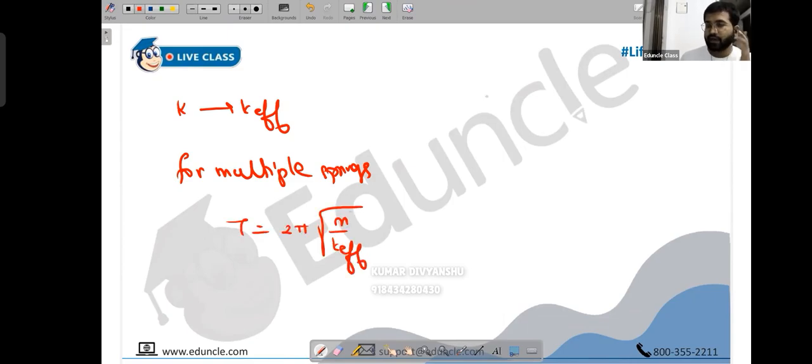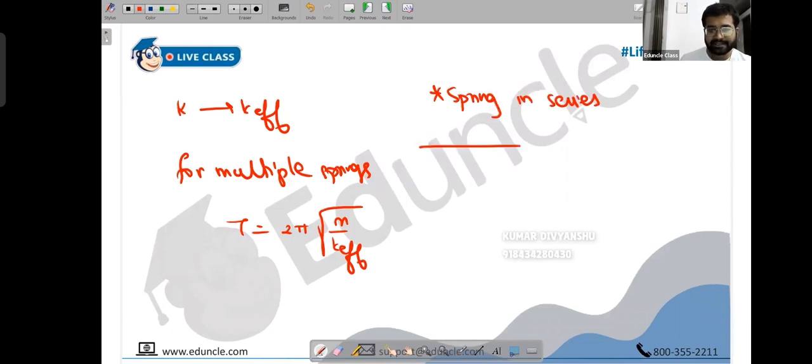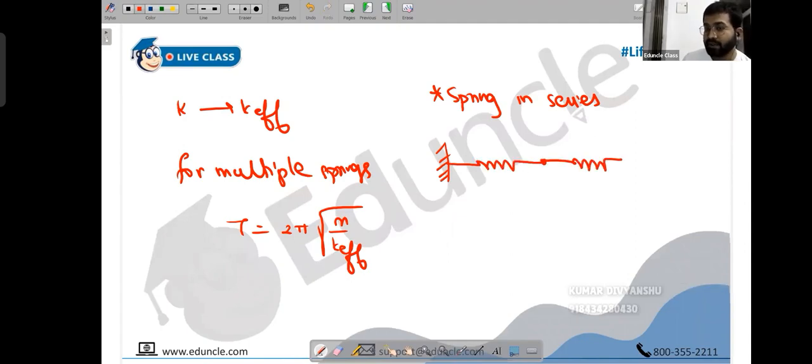Then you have combinations: springs in series and springs in parallel. When the springs are in series, how do you find k effective? Suppose x is equal to x1 plus x2. Is there a direct way to remember the k effective formula? It is the reciprocal addition, not k1 plus k2. When they are in series, k effective is k1 k2 upon k1 plus k2. Yes, that is correct. But remember, you have learned this by heart for 2 springs.